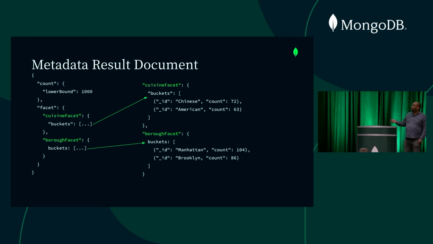Now let's talk a little bit more about this count value that's present in the metadata document to the left. A count is always provided whether specified or not, but by default, the count is just a lower bound on the number of documents that match your operator. The lower bound count of 1,000 here means that at least 1,000 documents were returned, but there may be many more. If you'd like, the accuracy of this lower bound can be tuned, or an exact count can be requested if necessary.